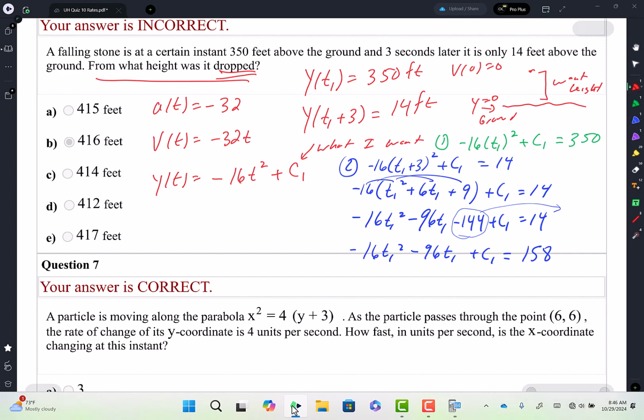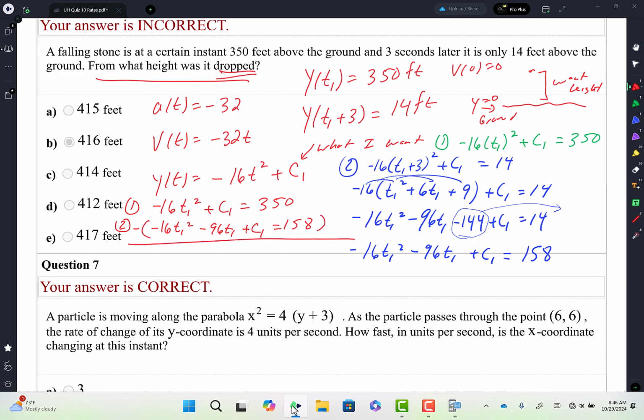We got 2 equations, 2 unknowns. I'm going to put them back to back. Equation 1, negative 16t1 squared plus c1 equals 350. Equation 2, negative 16t1 squared minus 96t1 plus c1 equals 158. I know there's not a 96t1 in the first one; that's going to be by itself. I am going to subtract the bottom one. The 16t1 squares cancel out. The c1s cancel out. Chav, I thought we were looking for c1.